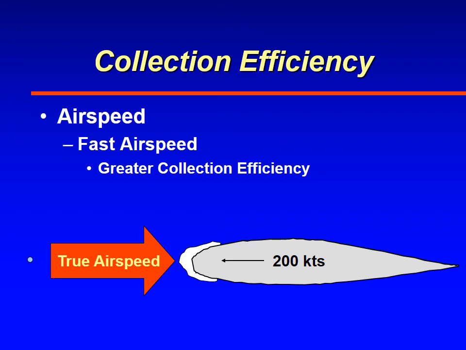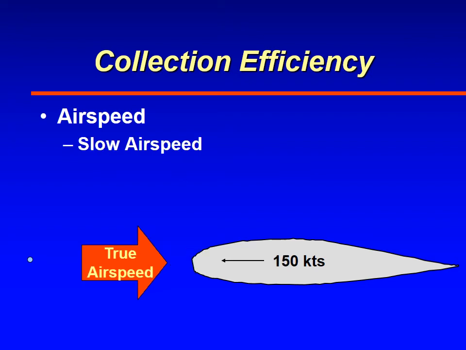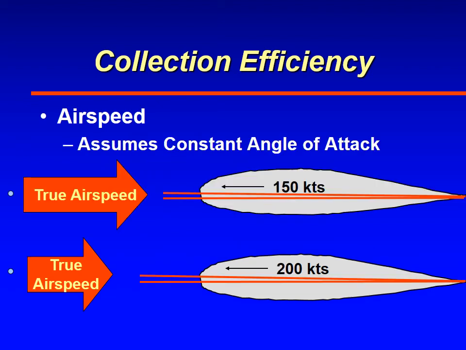Whereas if the airplane goes slower, then it doesn't have a very high collection efficiency. The reason is that the droplets are moving slower and they have less momentum. So for slow airspeeds, the collection efficiency tends to be lower. Now, this is assuming that the angle of attack is the same, and generally when you fly, that's not always the case. But in our example here, if it's the same angle of attack and you're going faster, you tend to get a higher collection efficiency.